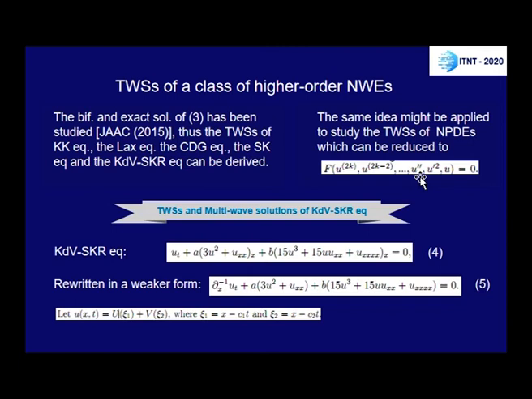Next, I'm going to introduce how we can use this method or idea to find the multi-wave solutions of the KdV-SK-R equations. The KdV-SK-R equations are given by this. Here it involves two parameters, A and B. And this equation can be written in a weak form.